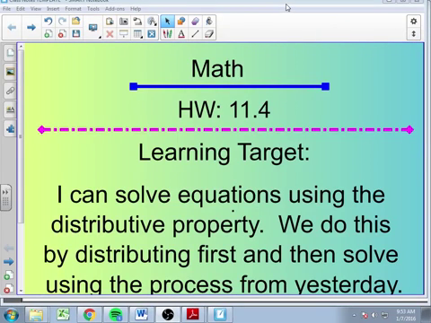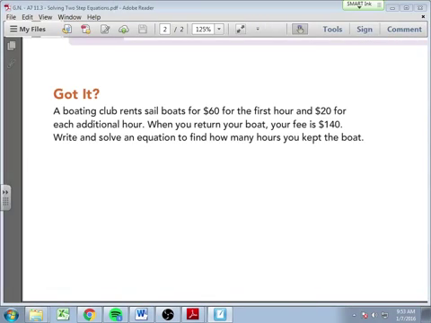All right, so today is 11:04, but we're going to finish this really quick. So, who can refresh my memory, since I wasn't here yesterday, who can explain to me what the process for solving two-step equations is? Aren't you our math teacher? But I wasn't here. I don't know. I wasn't here for the lesson. You got to tell me what to do.